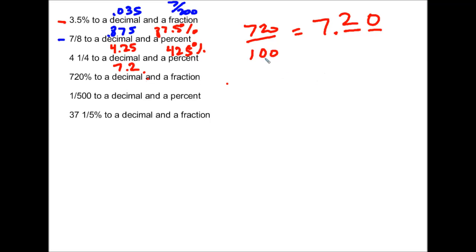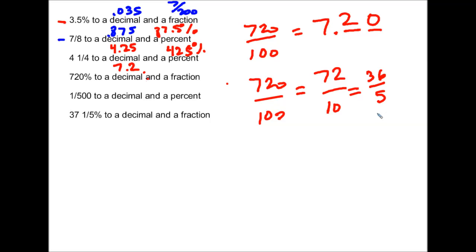Okay, now as a fraction, I can just simplify what I have here. I can divide the top and bottom by 10. So knock off those zeros, I get 72 tenths. And I can divide that by 2. I get 36 over 5. And that is as simplified as it's going to get.